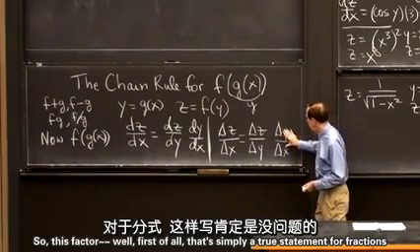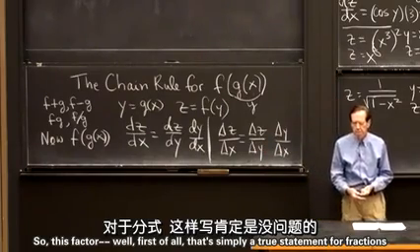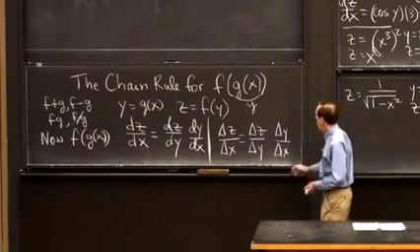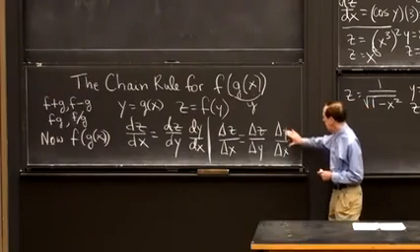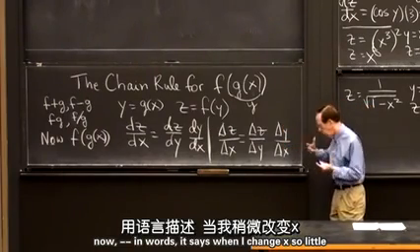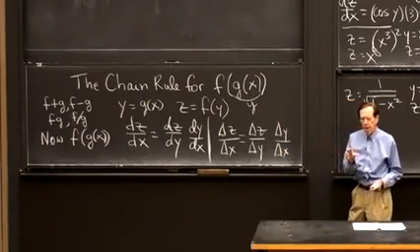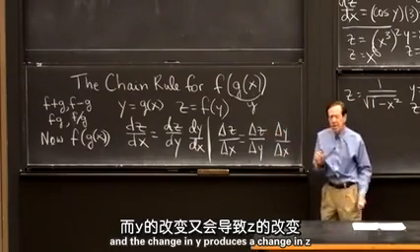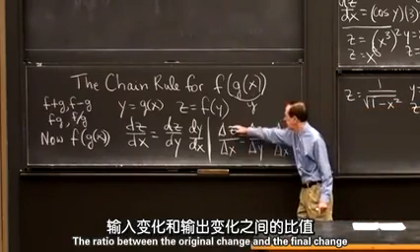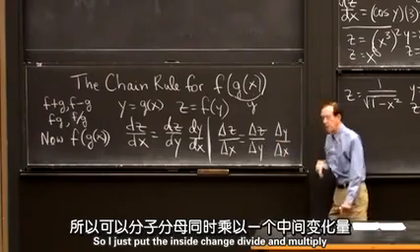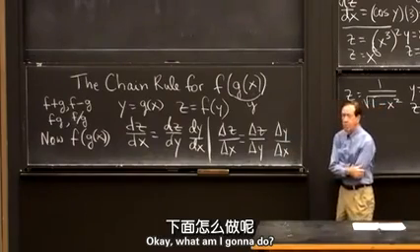So this factor, well, first of all, that's simply a true statement for fractions. But it's the way we want it. Because now, in words it says, when I change x a little, that produces a change in y, and the change in y produces a change in z. And it's the ratio that we're after, the ratio between the original change and the final change, so I just put the inside change up and divide and multiply.